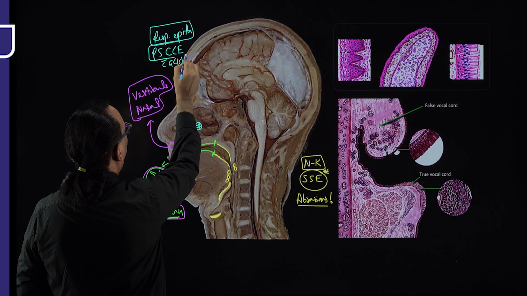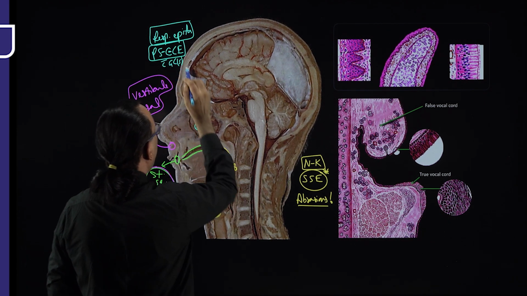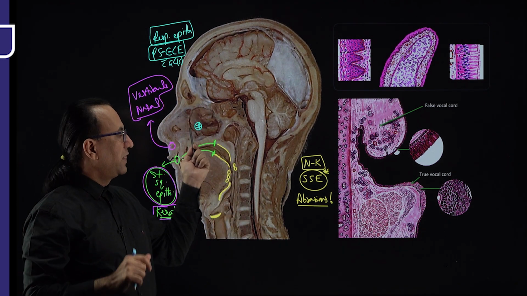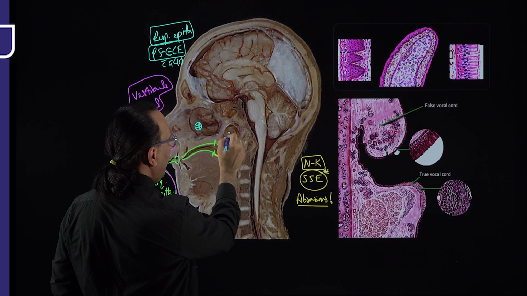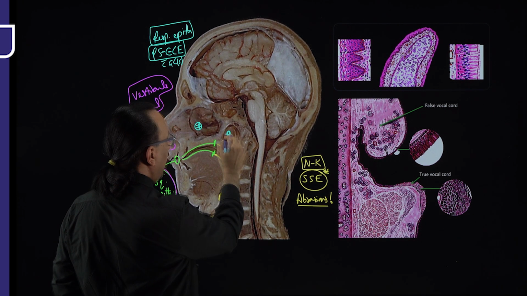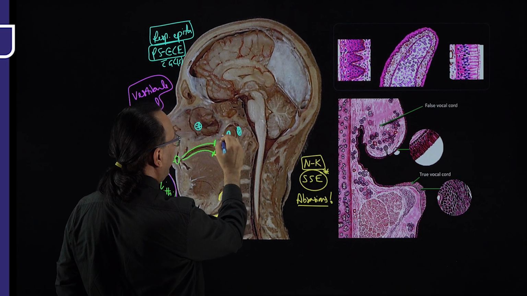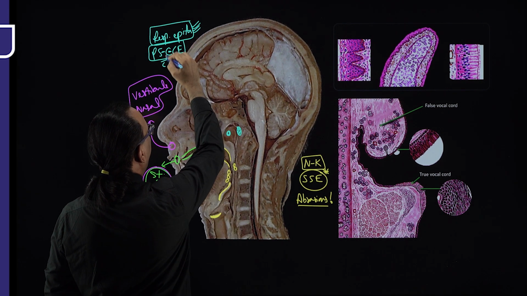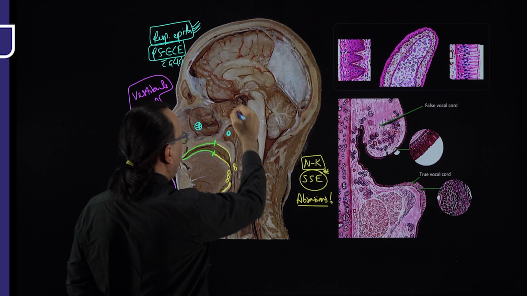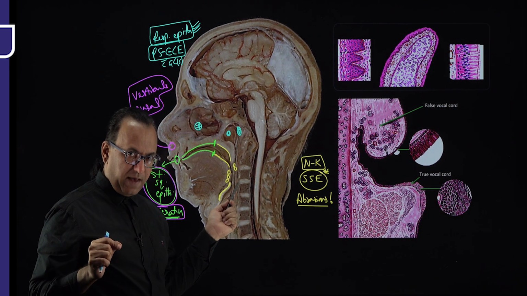So pseudostratified ciliated columnar epithelium with goblet cells will be seen in the nasal cavity and the paranasal sinuses. Even in the nasopharynx, where we have the opening of the eustachian tube, and there we have the adenoids also. Even adenoids will be lined by respiratory epithelium, which means pseudostratified ciliated columnar epithelium with goblet cells. And the same epithelium is found even on the laryngeal surface of the epiglottis.